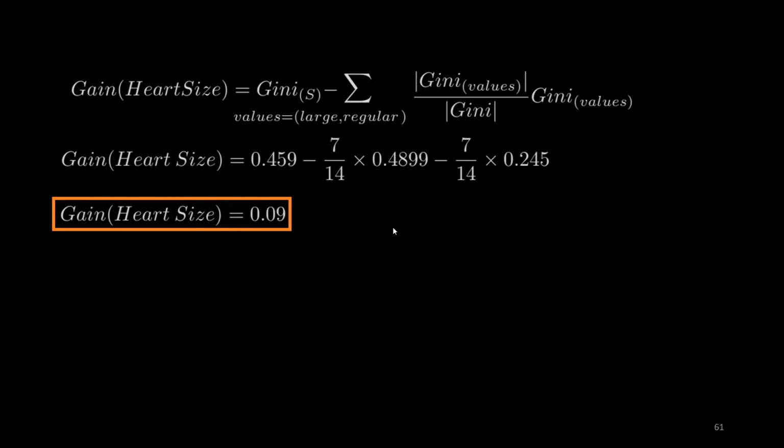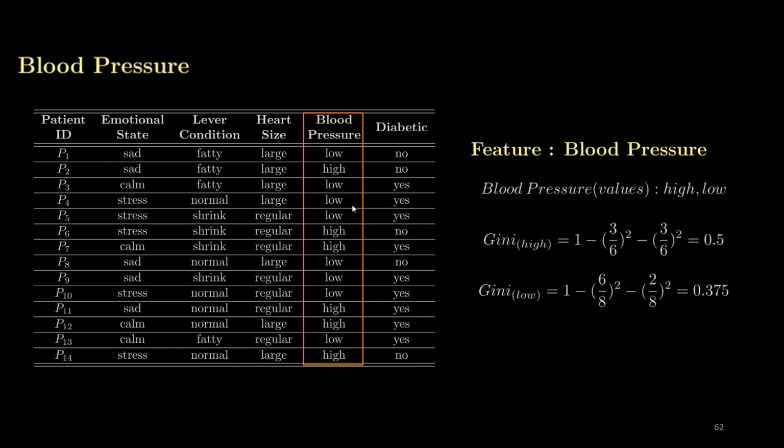Now the next step is again to find the information gain of our last feature, that is blood pressure. Blood pressure has 2 values, high and low. High appears 6 times, 3 with one label and 3 with the other label. If I solve this equation, I will get the Gini index of 0.5 for this high value. Now low appears 8 times.